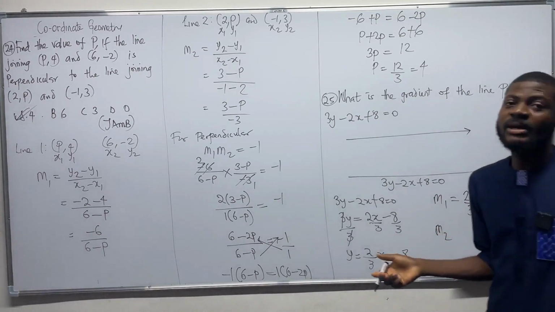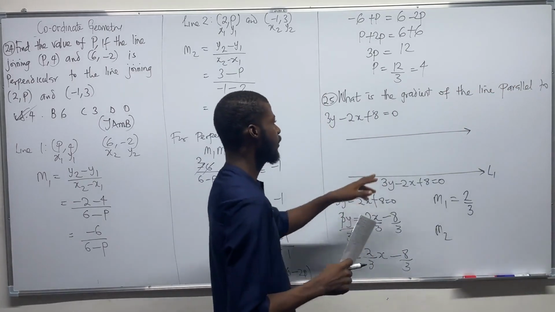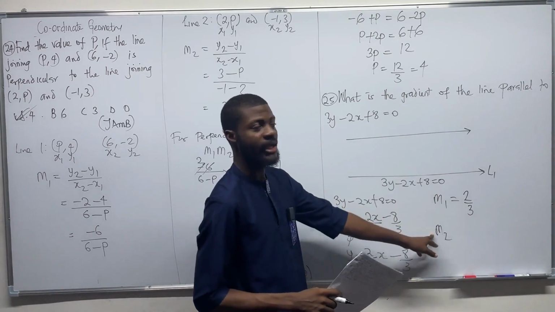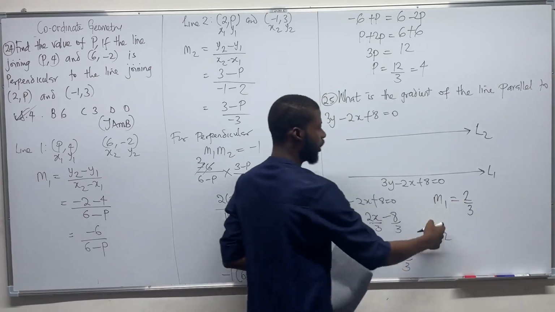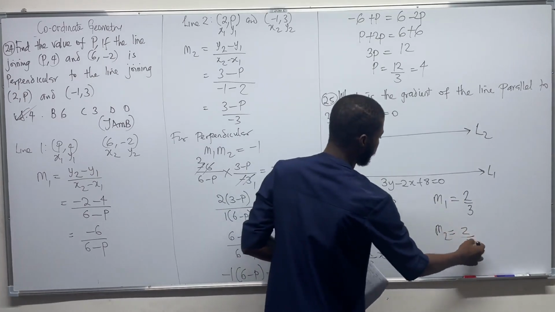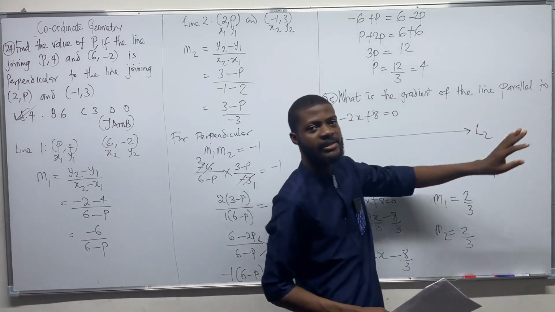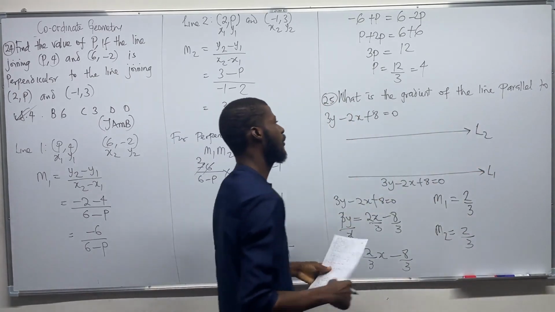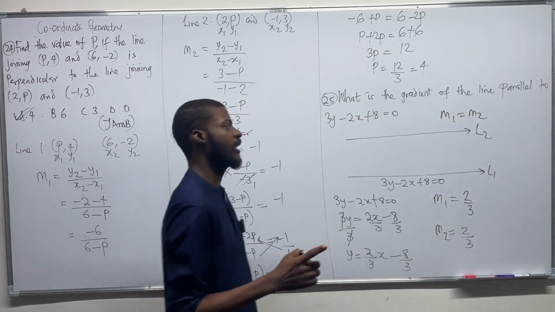Now the beautiful thing about this particular problem is that the gradient of the second line, line 2, is going to become the same as the first line. Do you know why? Because the lines are parallel. Remember I said for two lines to be parallel, their gradients must be the same.